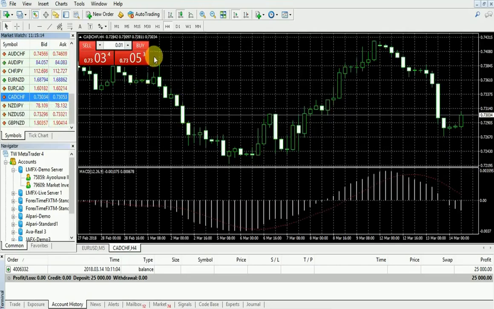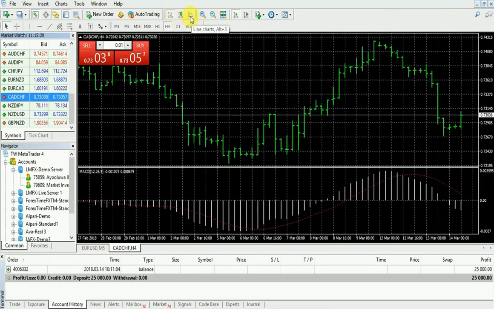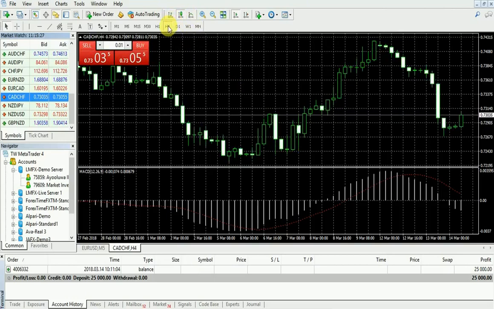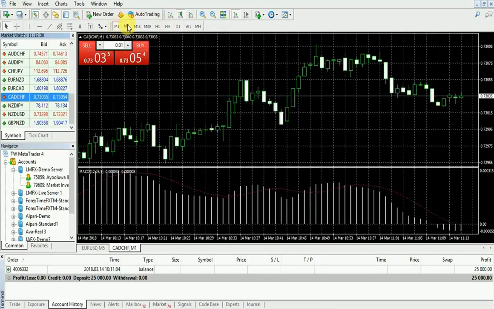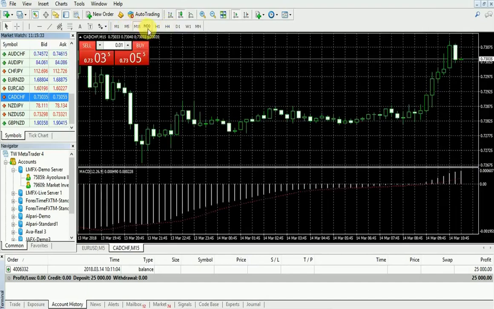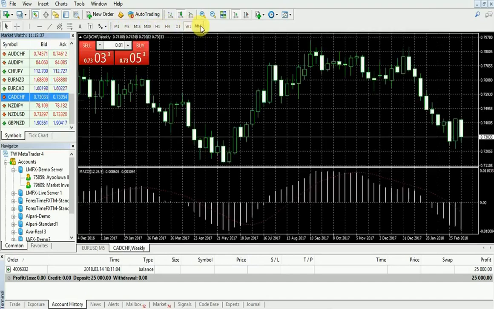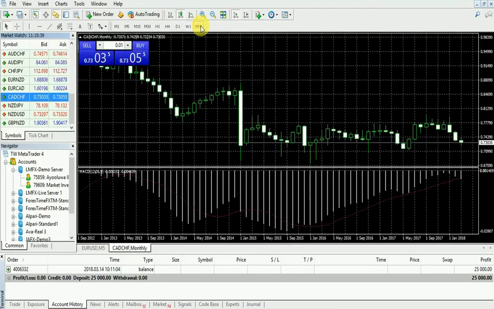Okay. You can change the chart pattern from candlestick to bars or to lines, but I'm always okay with candlesticks. So this is a 4-hour chart. You can change to 1 minute, 5 minutes, 15 minutes, 30 minutes, 1 hour, 1 week, and monthly charts. Depends on what you're comfortable with. So let's take it back to the 1 minute.